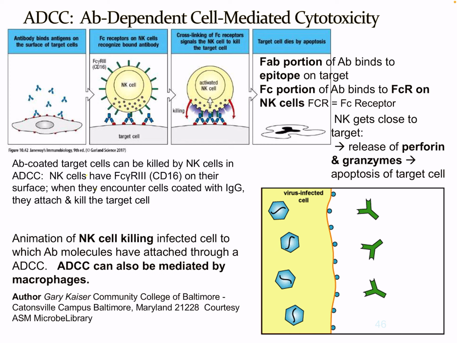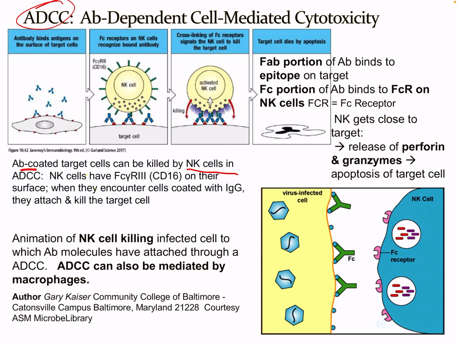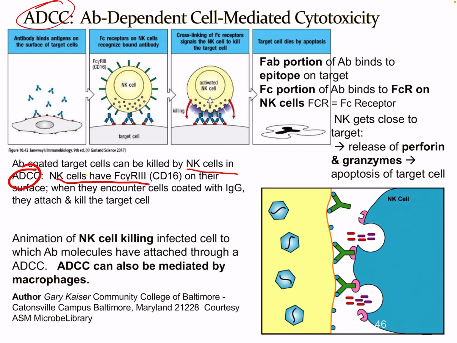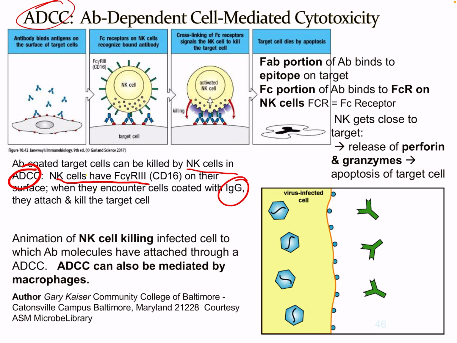So as we discussed, we have antibody-dependent cell-mediated cytotoxicity. Here's a figure if you just want to keep watching while I speak. Antibody-coated target cells can be killed by NK cells in ADCC. NK cells have Fc gamma receptor 3 on their surface. So when they encounter cells coated with IgG, they attach and kill the target. Certain cells tagged by antibody, NK cells will come in, attach, and release their granzymes and perforins and kill the virus-infected cell.